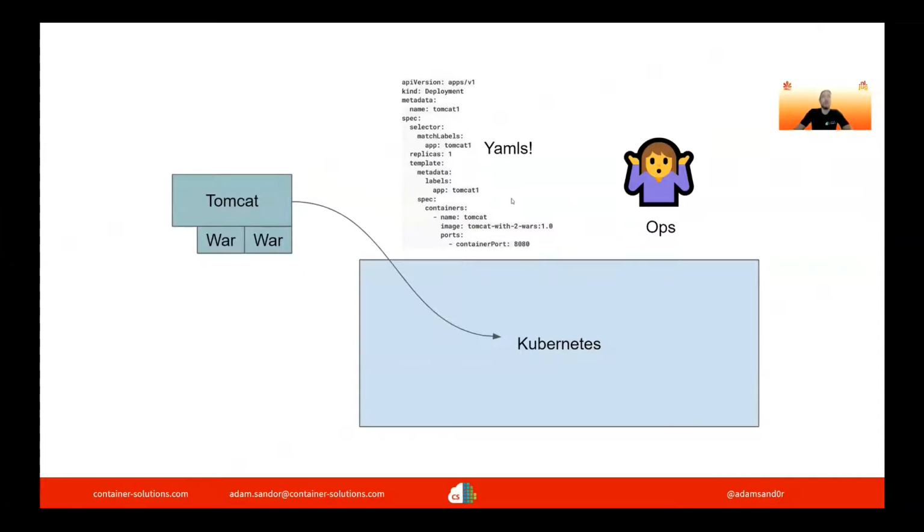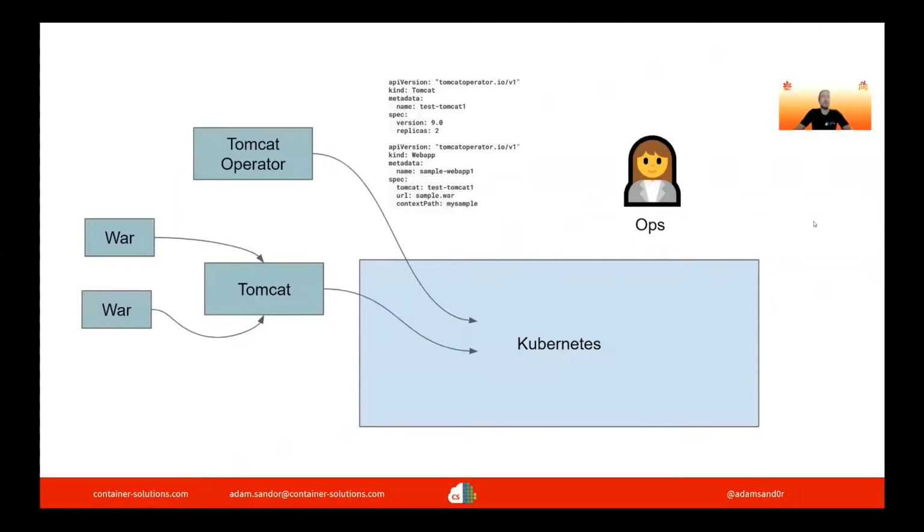So what we can do instead of this setup is something much more complicated, but with lots of benefits. We could define 2 new custom resources in Kubernetes. One is the custom resource type Tomcat that would specify what version of Tomcat we want to run and how many replicas, and another custom resource called web application, that would define which Tomcat we are trying to run this web application in and what WAR file we want to deploy there.